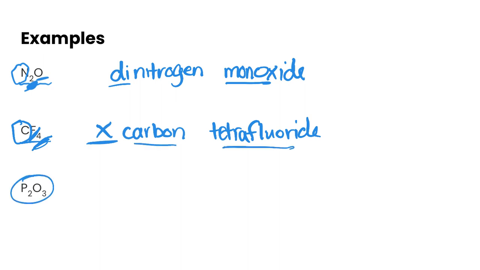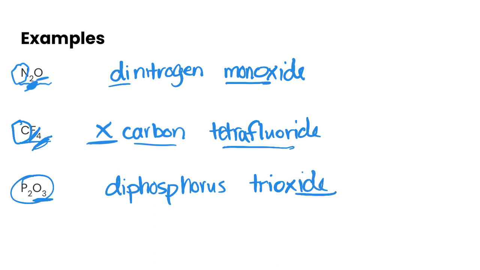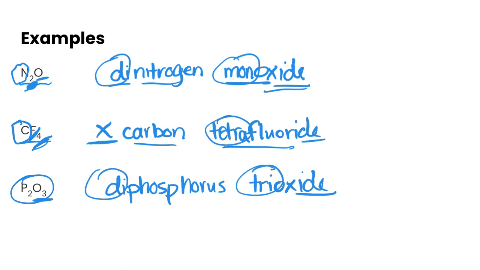And then finally, the last one, P2O3. So we have phosphorus, and we have two of them. So that is diphosphorus. And then our second one, oxygen, and we have three of them. So that becomes trioxide. So we're still using the IDE ending. We're still naming the first element and the second element. The only difference now is we're adding in these Greek prefixes where we need them.